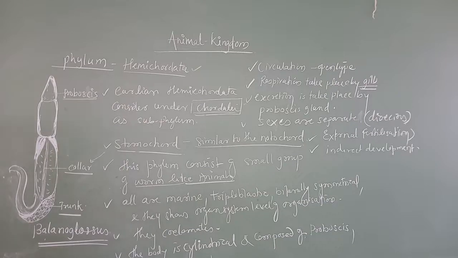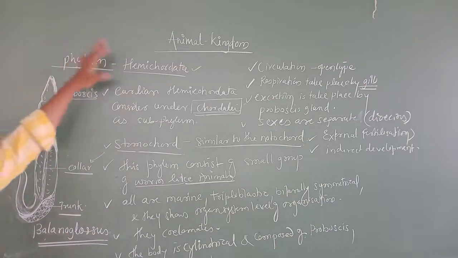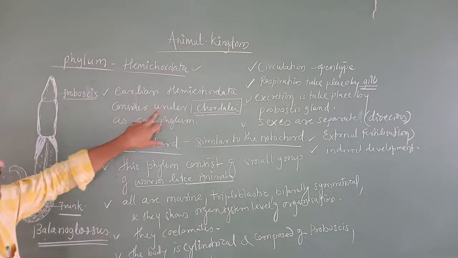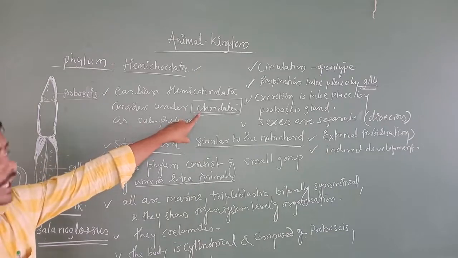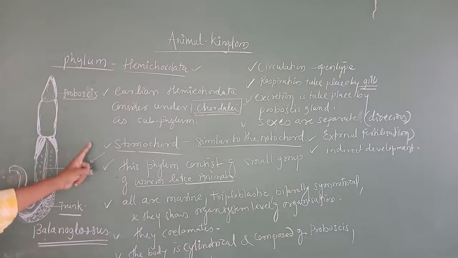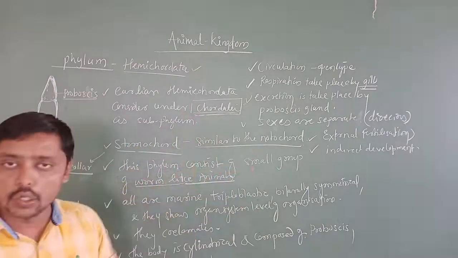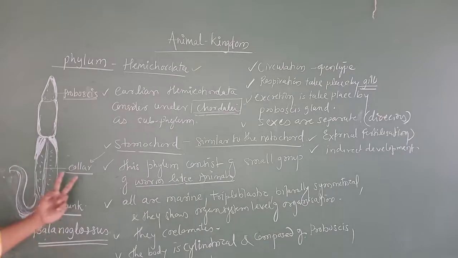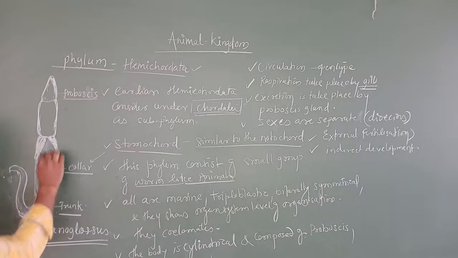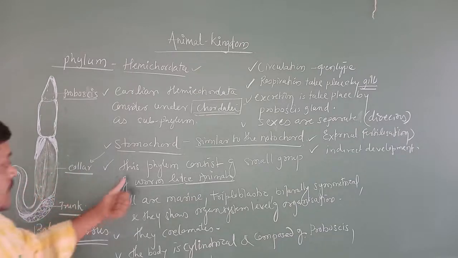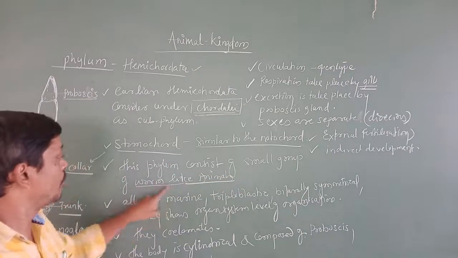Understood? Next, here once again I am going to tell you the general characters of phylum Hemichordata. Earlier it was considered a subphylum of Chordata. These hemichordates have the rudimentary structure called stomochord, which is similar to the notochord, and present in the collar region. Stomochord is present in which region? Collar region.